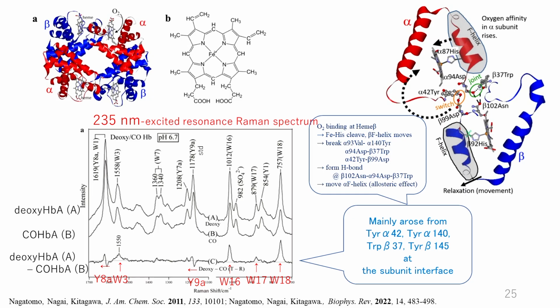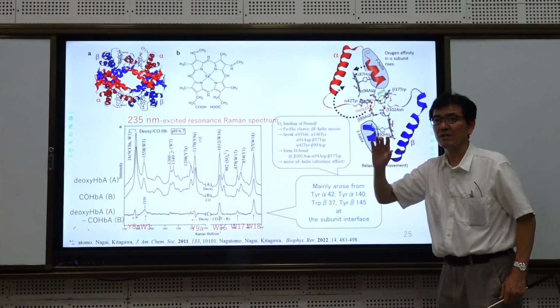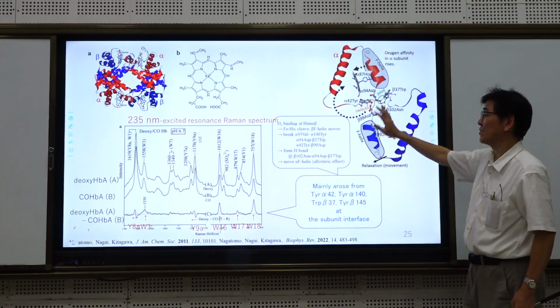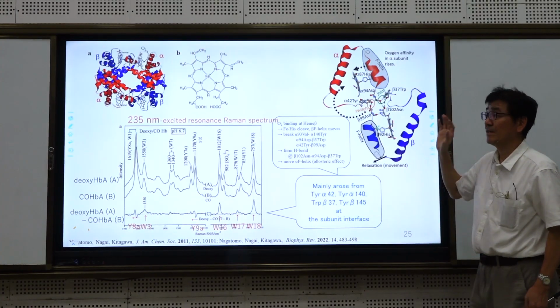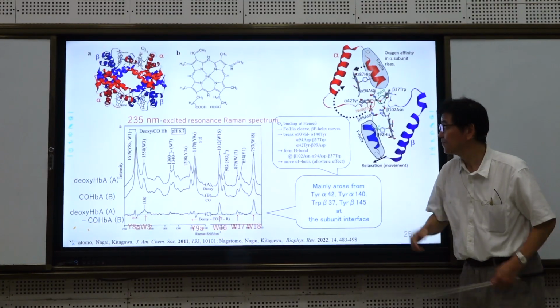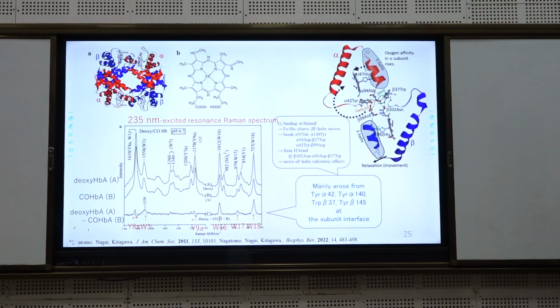So by combining with a mutation technique, we can say which residue plays what role, and in particular aromatic side chains. Analysis of aromatic side chains becomes possible. Okay.